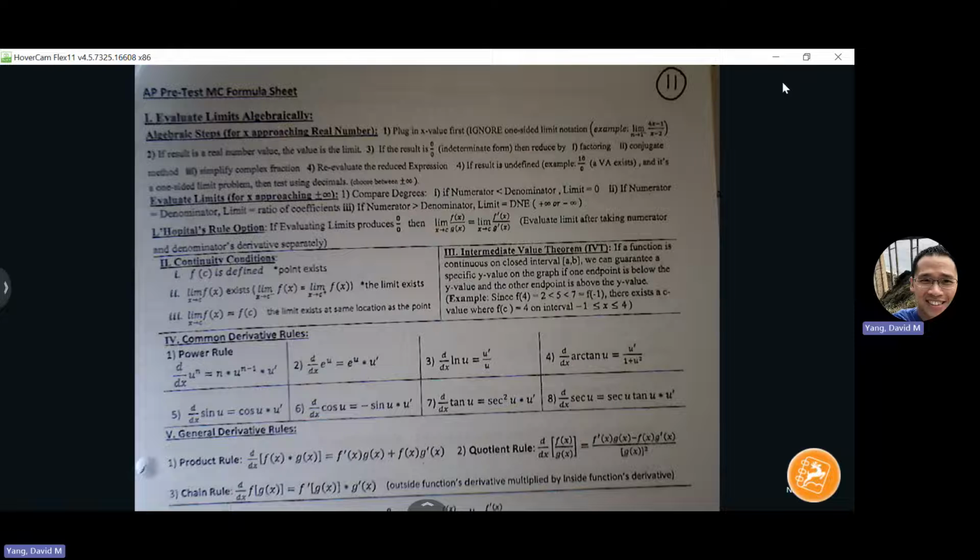But for your multiple choice, make sure you use a number 2 pencil. So bring a number 2 pencil. But yeah, if you want to use black or blue ink, you can use that for your FRQ.